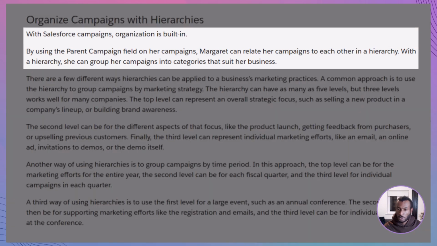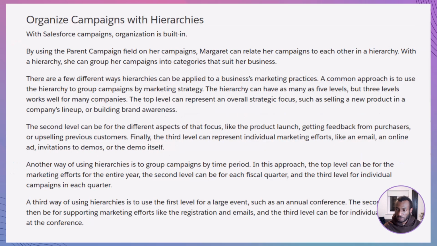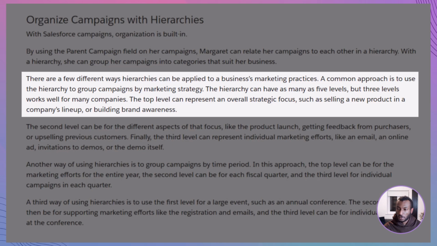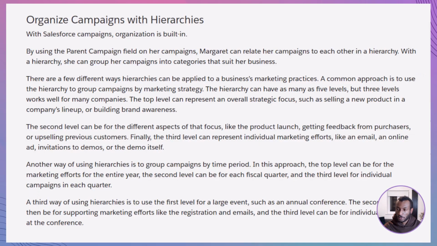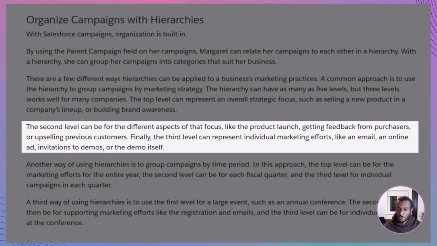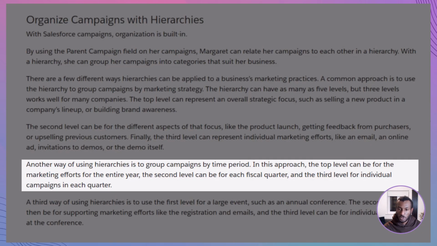Think of a campaign hierarchy like a neatly structured filing system for marketing. By using the parent campaign field, you can relate campaigns to one another, grouping them in ways that make sense for your business. There are three common ways to structure a campaign hierarchy. 1. By marketing strategy. The top level represents an overall focus, like a new product launch. The second level includes sub-initiatives, such as gathering customer feedback. The third level covers individual efforts like emails or social media ads.